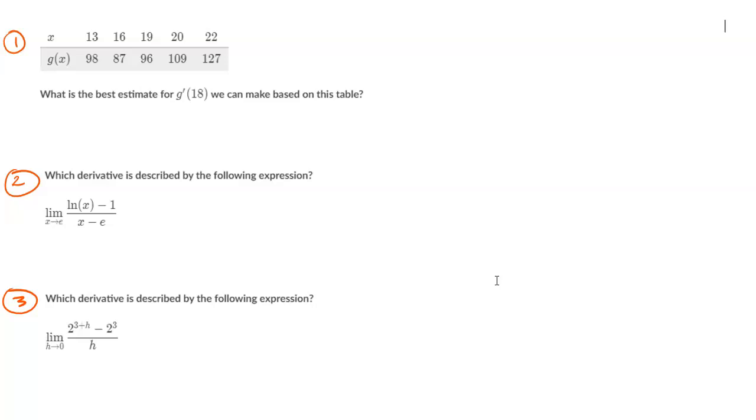So, question number 1 up there was from the homework assignment. It says, what's the best estimate for g prime of 18 we can make based on this table? Who should we go with? We should go with Connor. Connor, what I was hoping you could tell me is, what does g prime of 18 mean? Because that's kind of key for this whole problem.